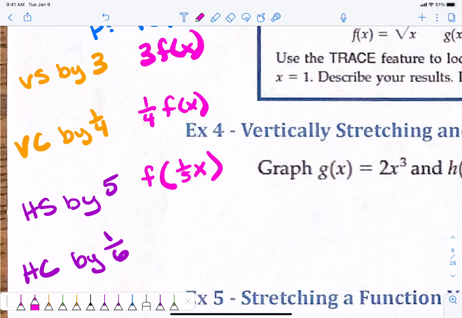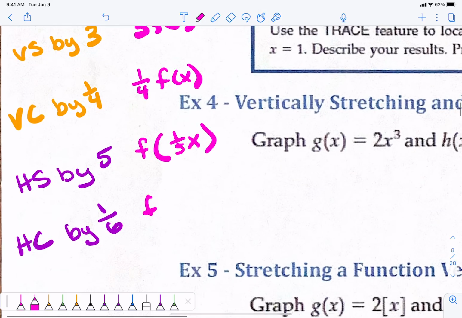What about a horizontal compression by 1/6? f of 6x. The 6x goes inside of whatever function you have. So if it's an absolute value, the 6x will go inside the absolute value bars.